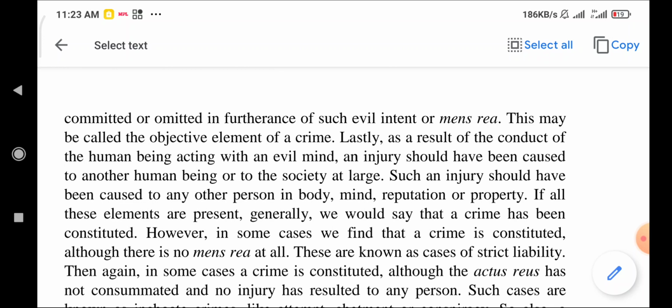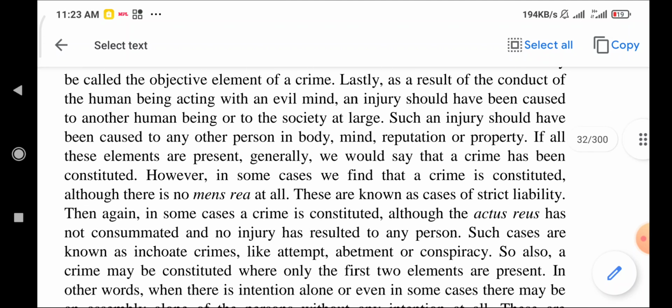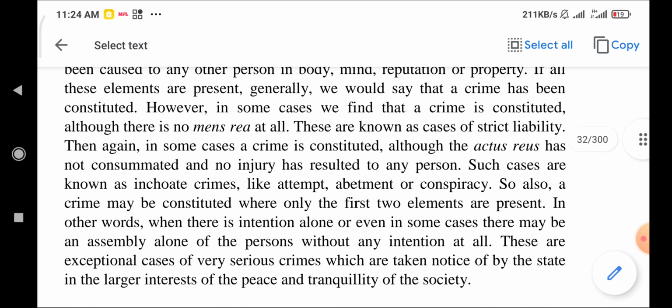However, in some cases, we find that a crime is constituted although there is no mens rea at all. These are known as the cases of strict liability.